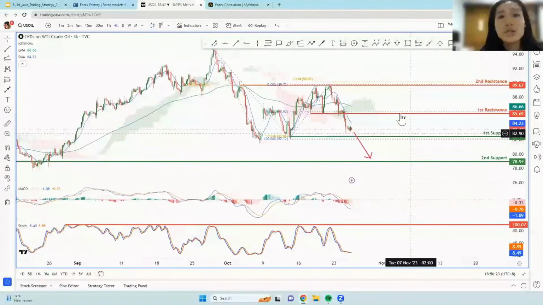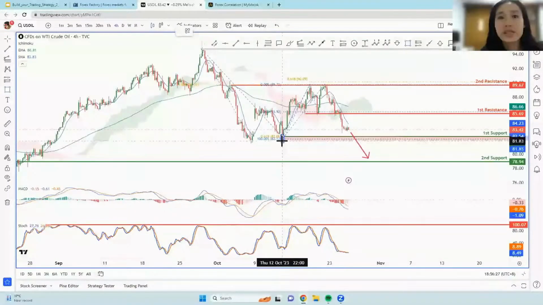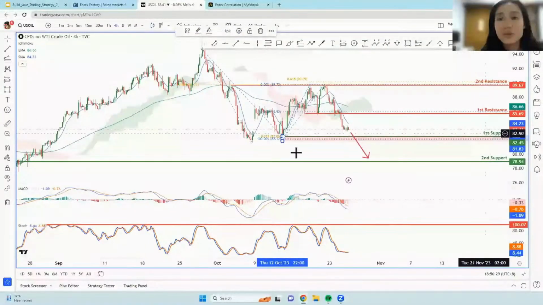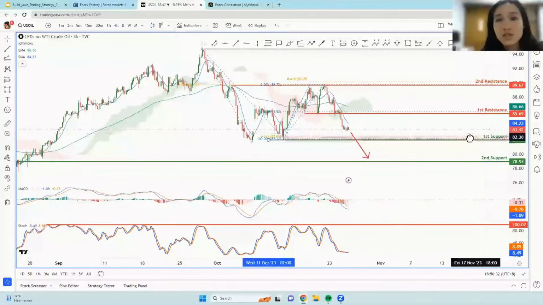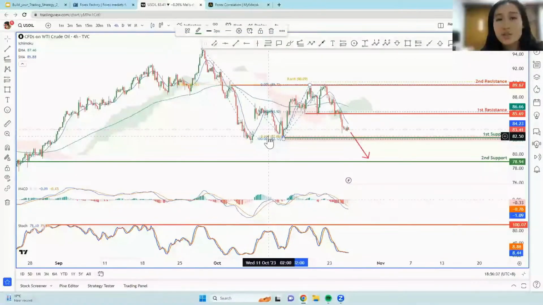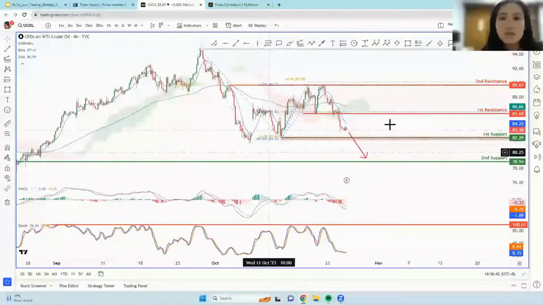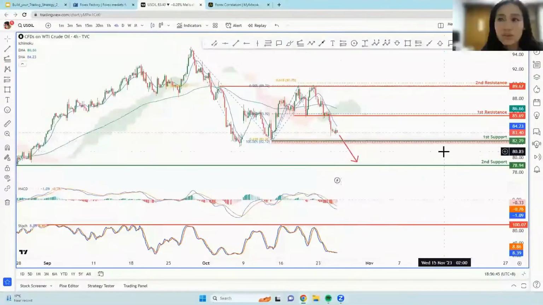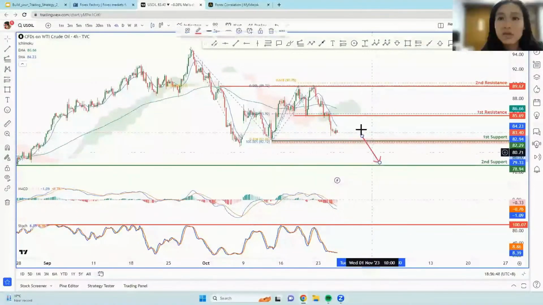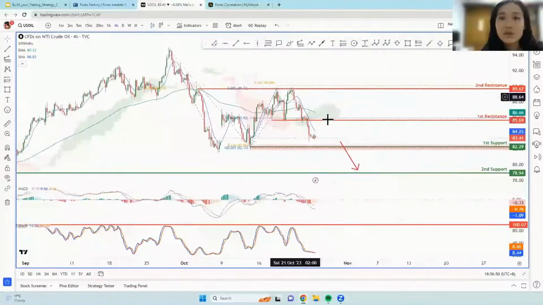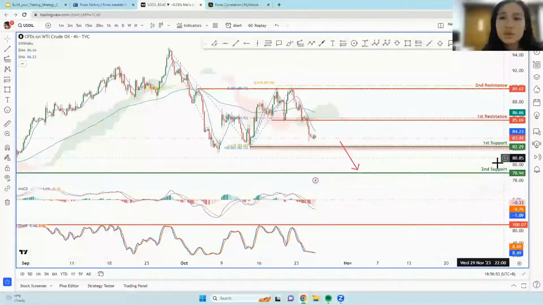Okay, but I want to mention that we might see price reacting off of this level at our first support because we have a confluence area here with the swing lows and also with the 61.8 and the 100% Fibonacci projections. So we might see price reacting off of our first support. But overall, there's still a lot of downward pressure, so we can probably expect it to break out of the first support and head towards our second support.